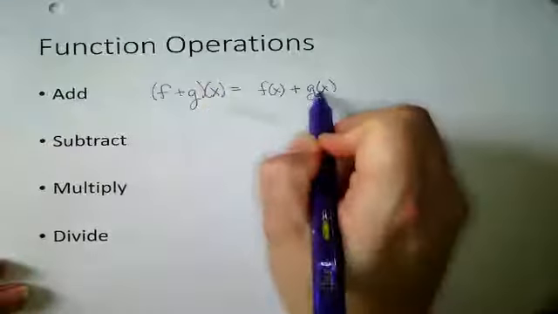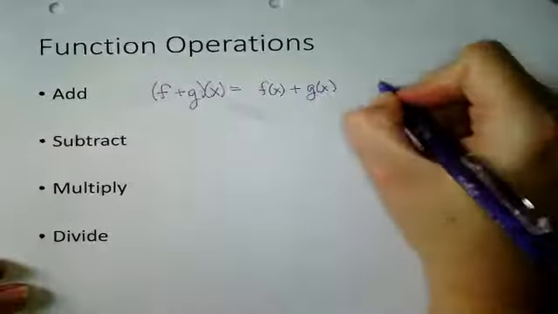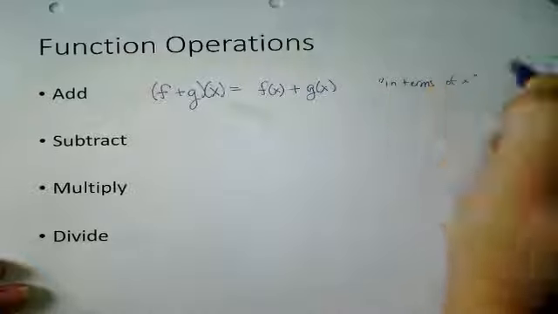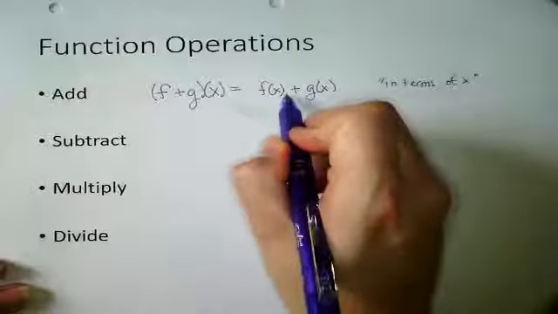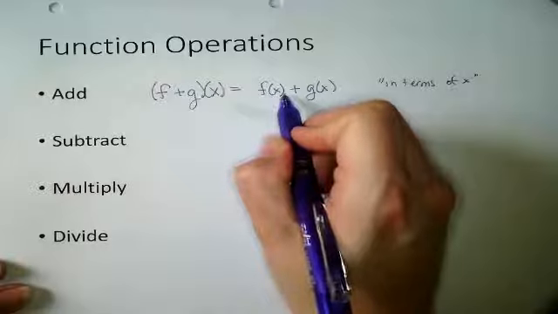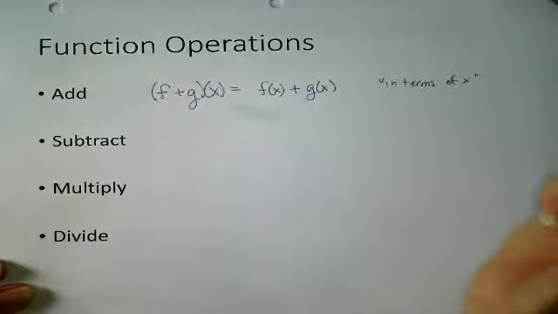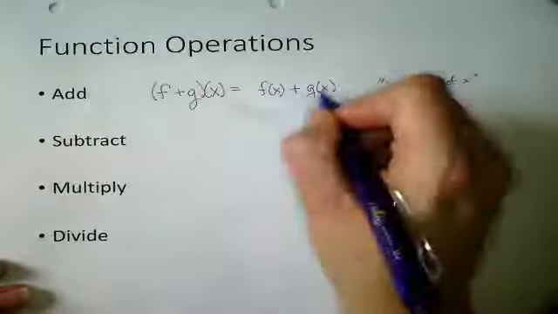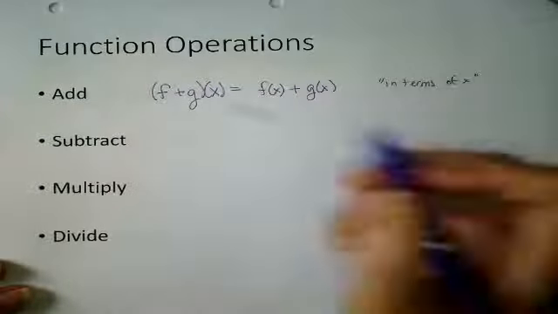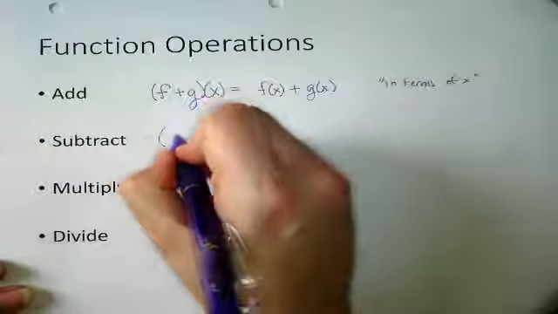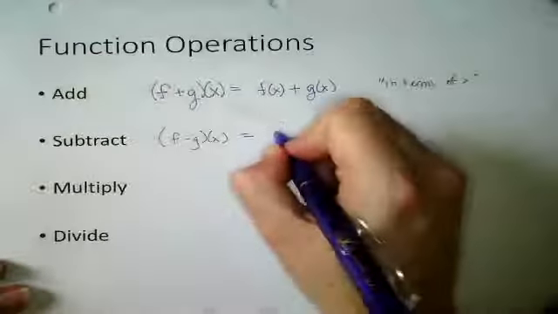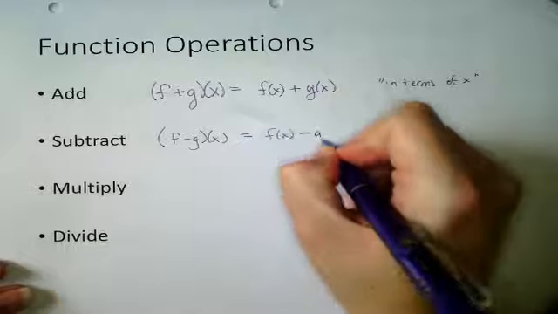Sometimes when they use the x, it means in terms of x. But sometimes we might have a number here where they actually want you to plug in a value. And so it might be in terms of 2, so you might plug in 2s, or in terms of 4, and plug in 4s. We can subtract functions as well. We could do f minus g of x, which really means f of x minus g of x.